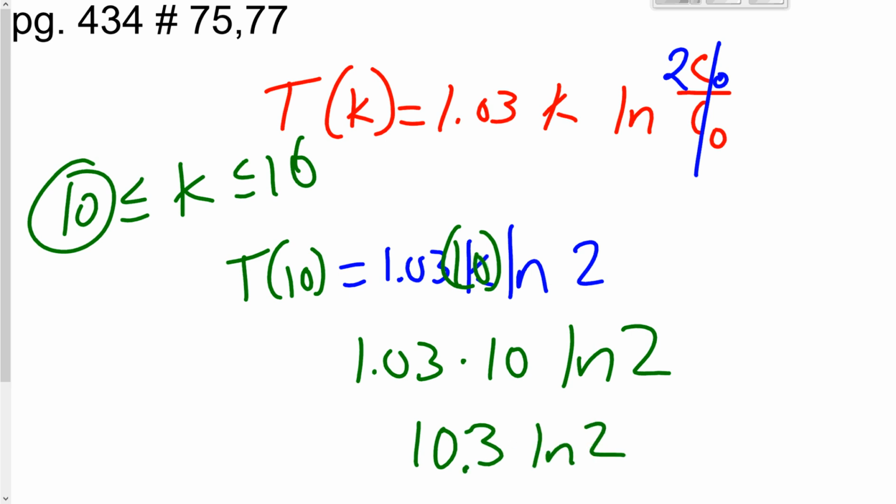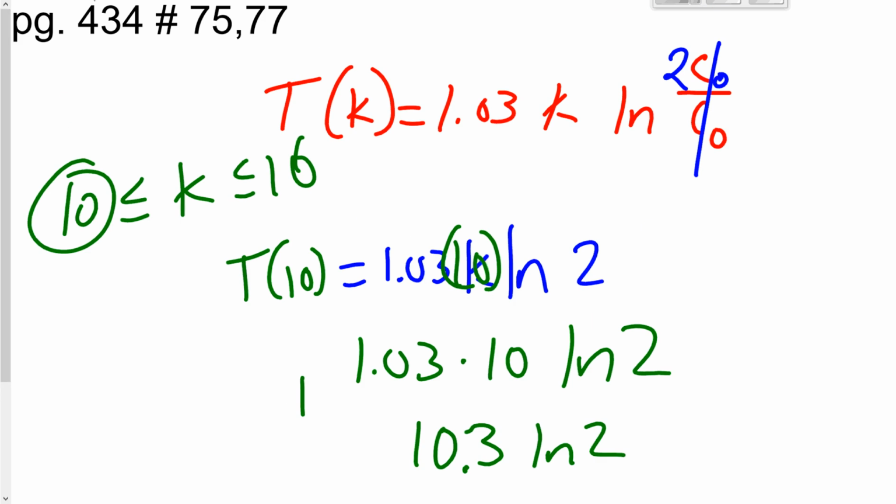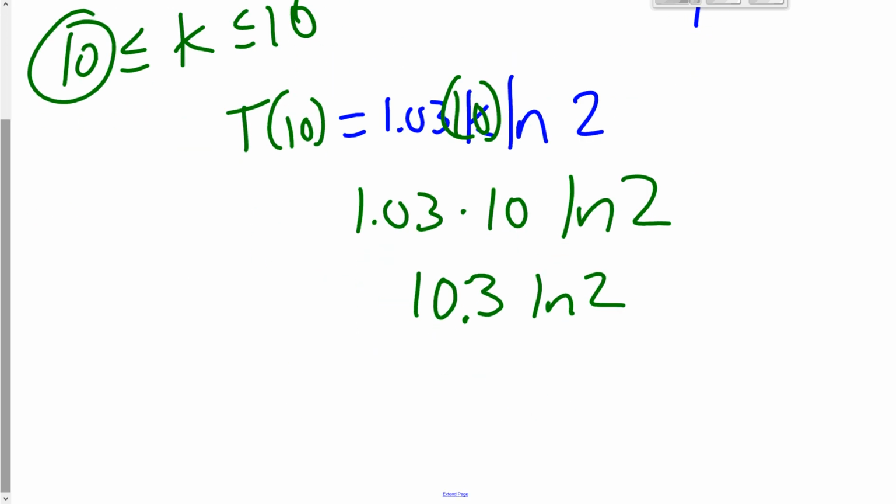So I'm going to type that in the calculator. And that is 7. T10 is approximately 7.1. It asks around to the nearest degree, so we'll say 7 degrees. Okay, that's when it's 10, right?